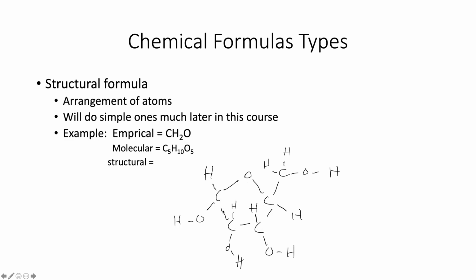But if you count, there's 1, 2, 3, 4, 5 carbons. For hydrogens, 1, 2, 3, 4, 5, 6, 7, 8, 9, 10. And the oxygens, 1, 2, 3, 4, and 5. But you see how this tells you what's attached to what. We will do some very simple ones much later in this course. We won't do anything this complicated, but this is the kind of stuff you do in organic and biochem. And for those of you here, this is ribose.